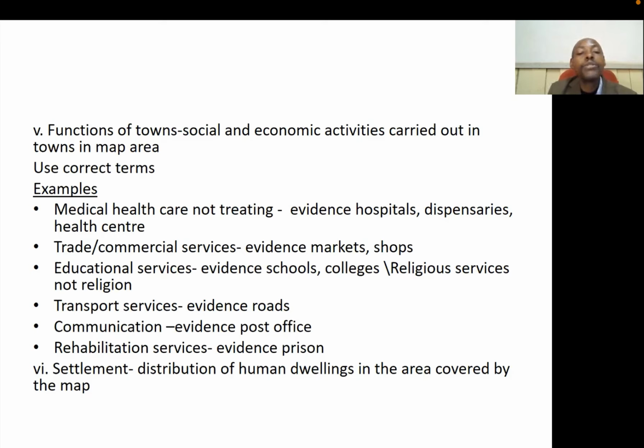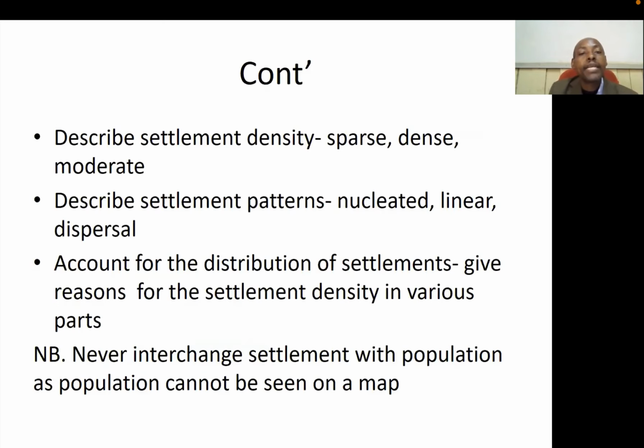These refer to the distribution of human dwellings in the area covered by the map. Settlements are two categories. We have the urban settlements that are shown by dark shaded blocks, while rural settlements are shown by dark shaded circles. Describe the settlement density in the area. For example, is it sparse? Is it dense? Is it moderate?